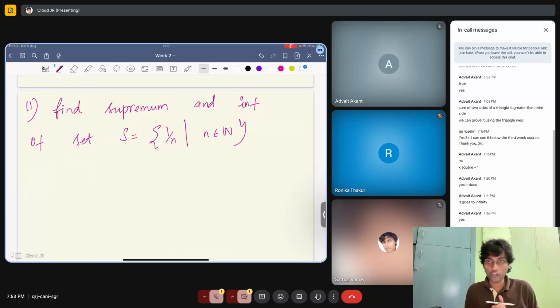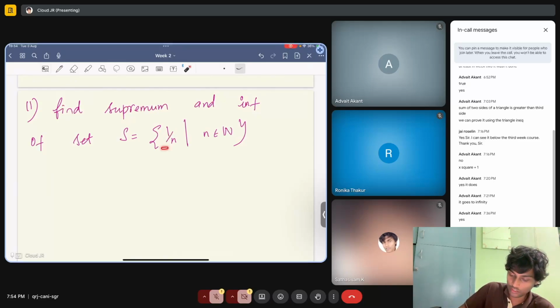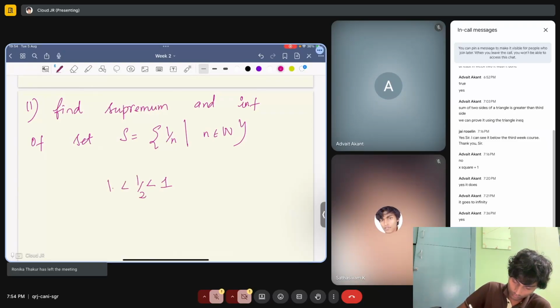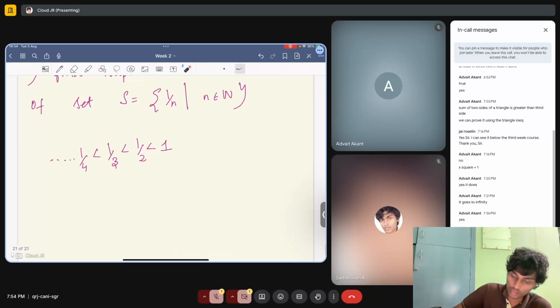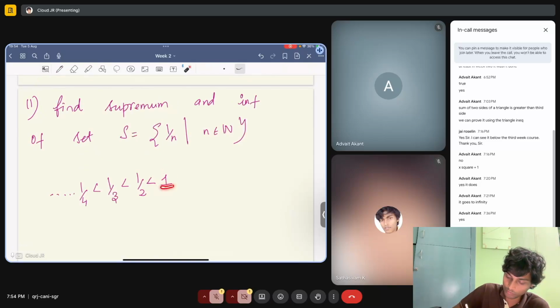Okay, let's look at this problem. Now I got what you are actually telling here. So this is the last problem for this session. I have a set here, so let's find the supremum and infimum of this set. The supremum is basically the least upper bound, right? So here, if you look at 1, and the next term will be 1 by 2, 1 by 3, and it is going like that, 1 by 4, etc. So the least upper bound is basically 1.